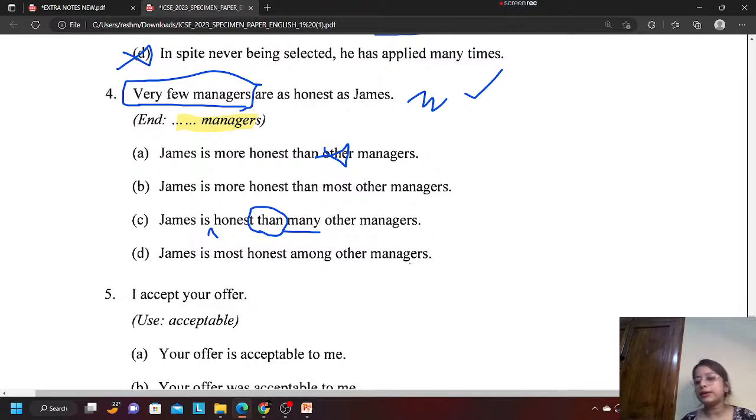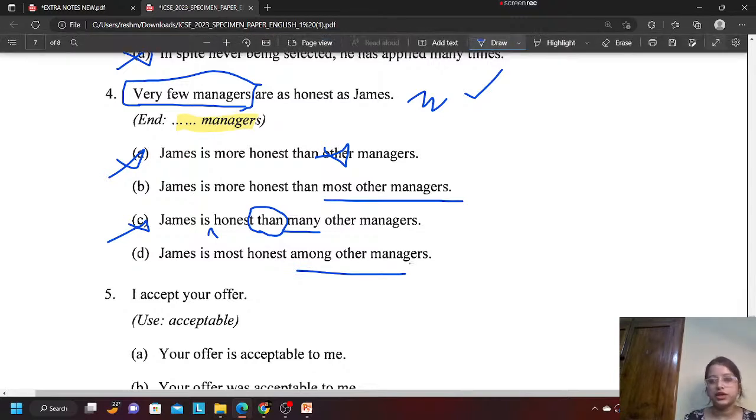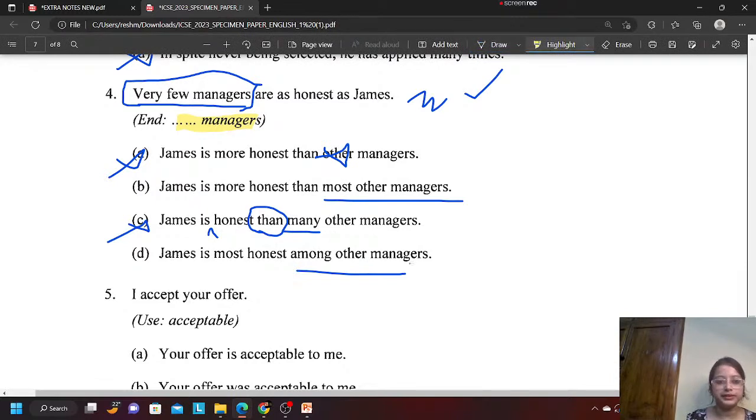So honest का comparative form क्या है? More honest. Right? So C तो of course is incorrect. इसमें तो more honest लिखा ही नहीं है. तो strike it out. A and C already gone. Now what remains? B and D. Both of it has more honest, most honest. This part is correct. Now very few managers मतलब इसमें we have to use the other side. Most other managers is given here. Among other managers is given here. So this is going to be James is more honest than most other managers, which is going to be option number B.